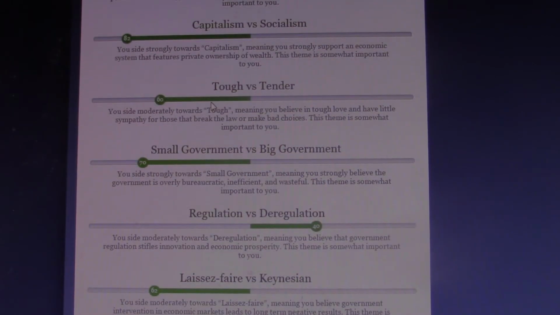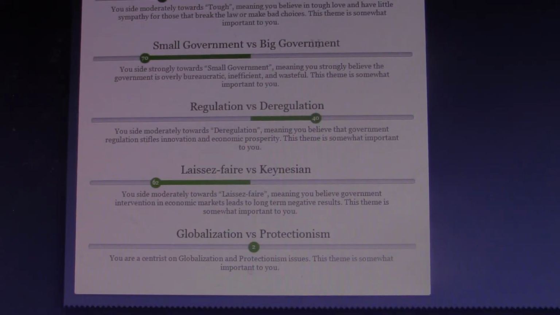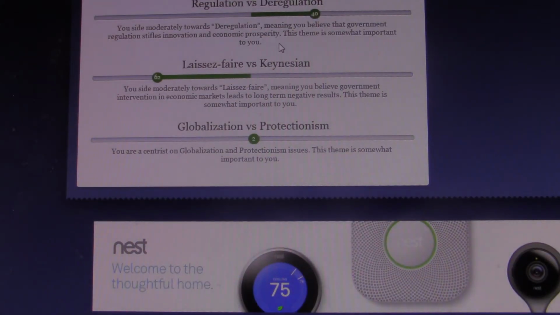Tough versus tender, I lean more towards tough, meaning I believe in tough love and have little sympathy for those who break the law or make bad choices. Small government versus big government, side strongly towards small government, meaning I strongly believe the government is overly bureaucratic, inefficient, and wasteful. Regulation versus deregulation, side moderately towards deregulation, meaning I believe government regulation stifles innovation and economic prosperity. Laissez-faire versus Keynesian, I side moderately towards laissez-faire, meaning I believe government intervention in economic markets leads to long-term negative results, and this theme is somewhat important to me.